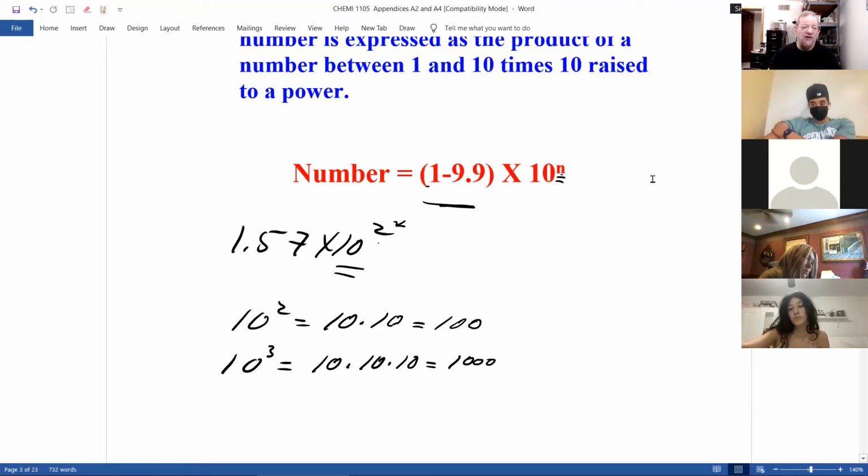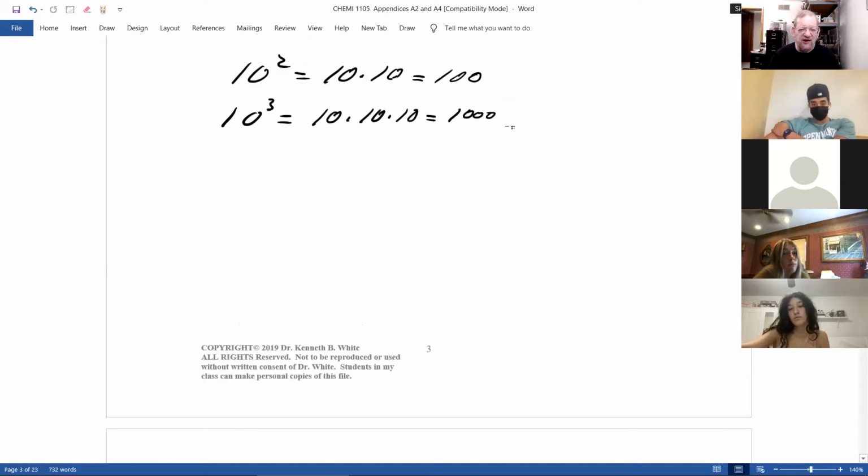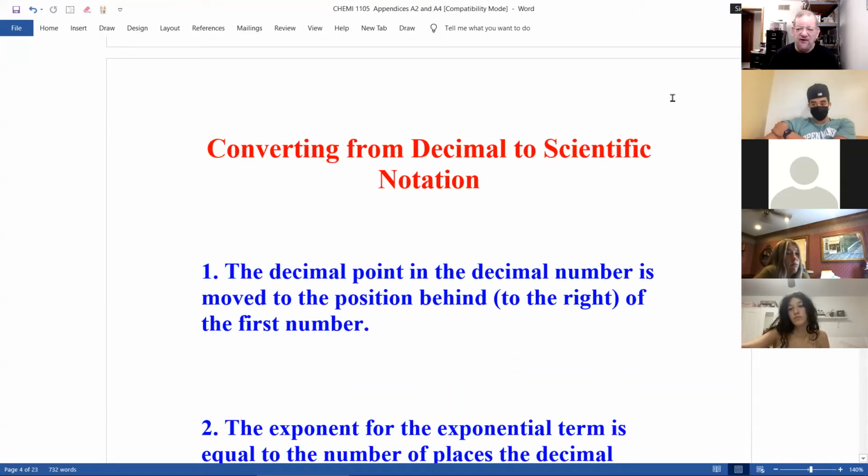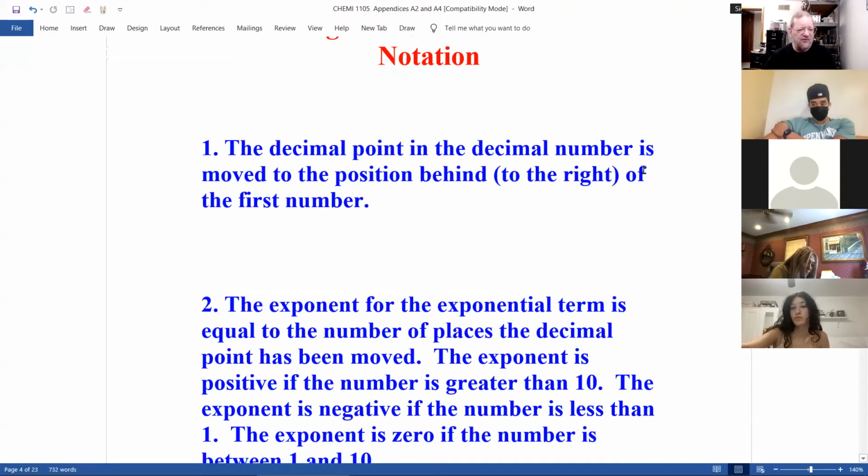Now, an important skill you should know is converting a decimal number to scientific notation. And how do you do that? Let's look at a number.